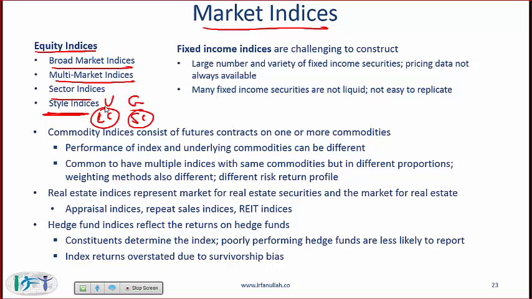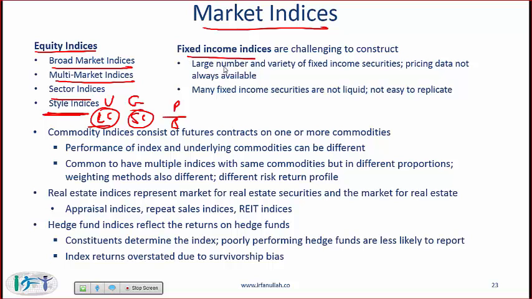Value versus growth. Value indices would consist of stocks that largely have relatively low PE ratios or relatively low price to book value ratios. Growth stocks would be stocks that are expected to grow faster, so relatively high PE ratios and also relatively high price to book ratios. Large cap, medium cap, small cap, this refers to the size of the stocks in terms of market capitalization.